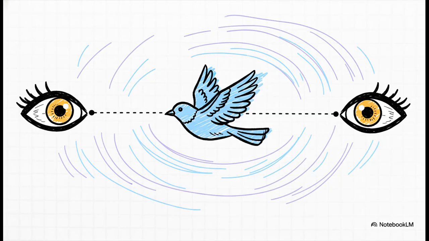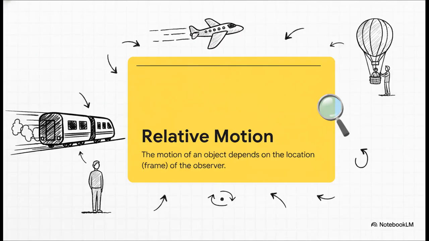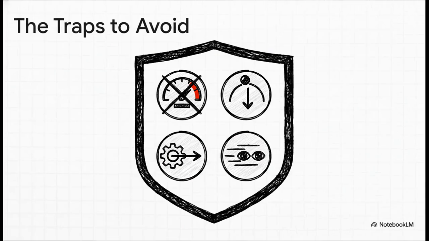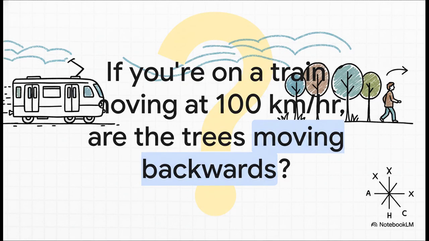Okay, let's wrap with one last mind-bending idea in kinematics. Turns out your point of view changes everything. It's called relative motion. An object's velocity is always measured with respect to something else. Always. So let's do a quick recap of the traps to avoid so you can absolutely crush your next physics problem. And to leave you with a thought, from your seat on that train, the trees are moving. It's all relative.